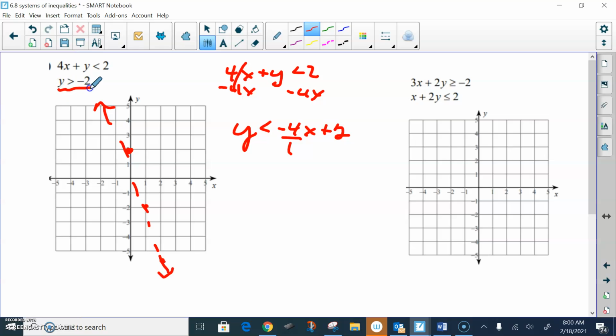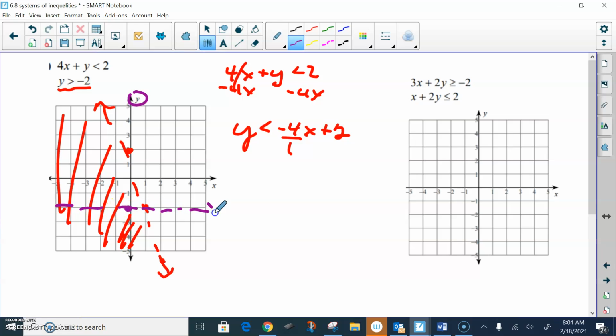And then y is greater than negative 2. Oops, I forgot to shade. We want less than, so we're going to shade down. Okay, now our second line, y is greater than negative 2. Remember what that looks like. You go on the y-axis to negative 2, and you draw a horizontal line. There's no bar, so my line's going to be dashed this time. And we want points that are greater than, so above. So I'm going to shade above my dashed line.